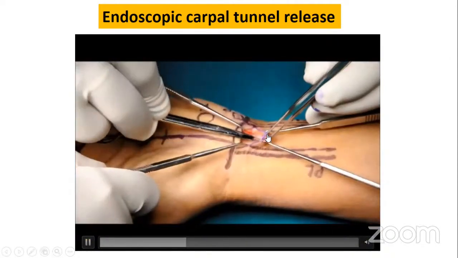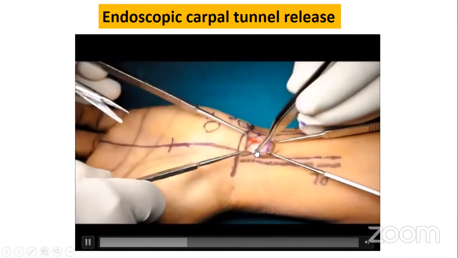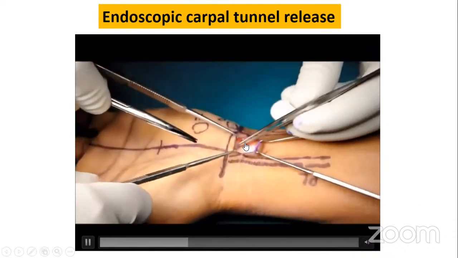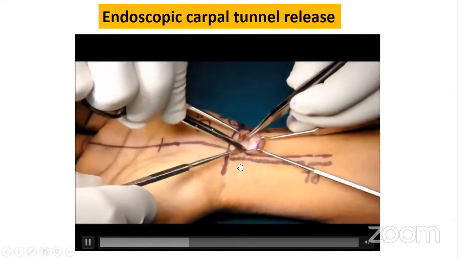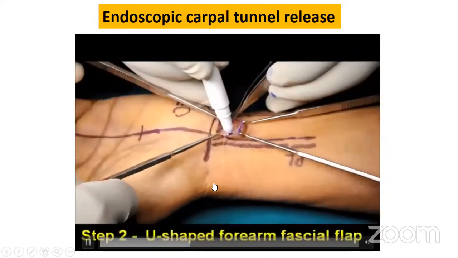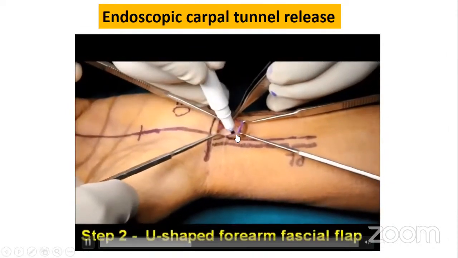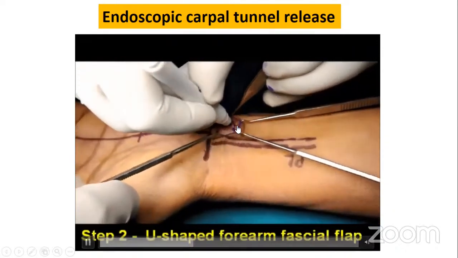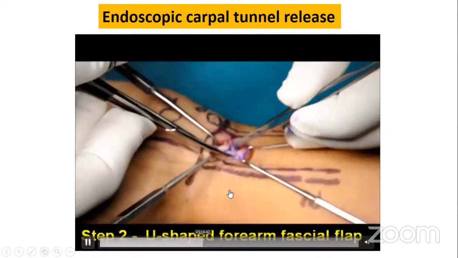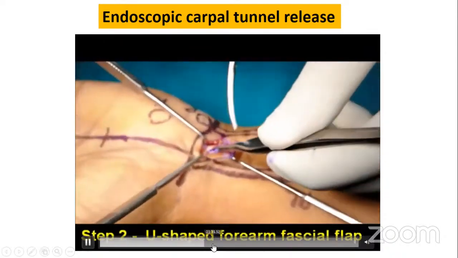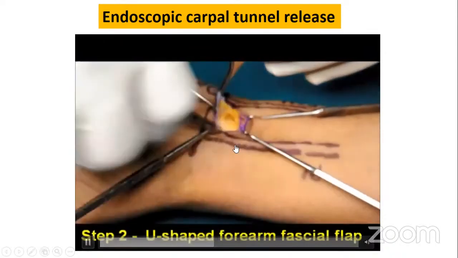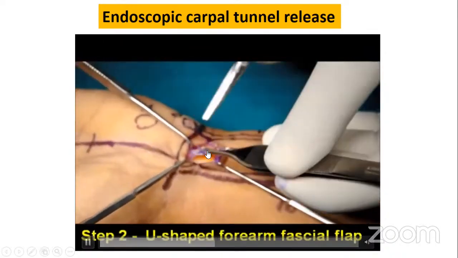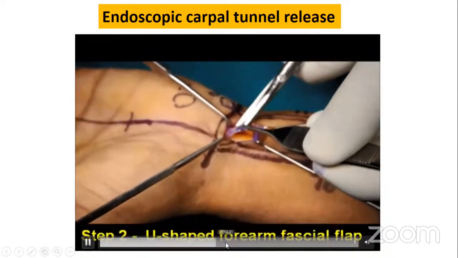So you go between the palmaris longus and the flexor carpi radialis. That's a deep fascia there, and we make a small flap of the deep fascia for us to enter the carpal tunnel here. So you make a small U-shaped flap in the deep forearm fascia. Once you open that, spread it, you'll see the nerves directly there, and remove that flap, right?